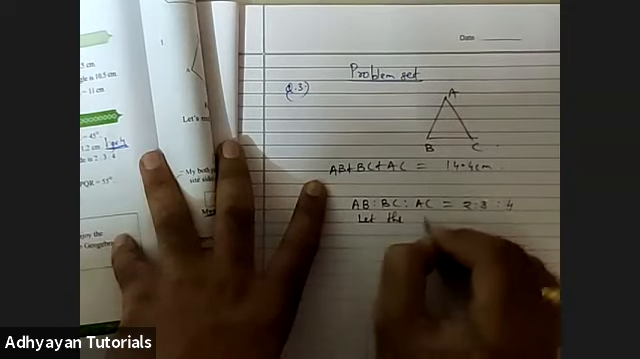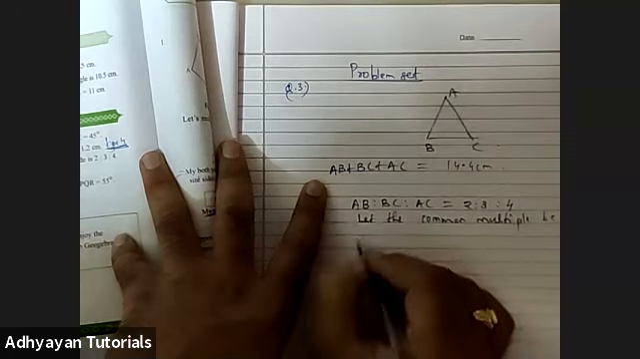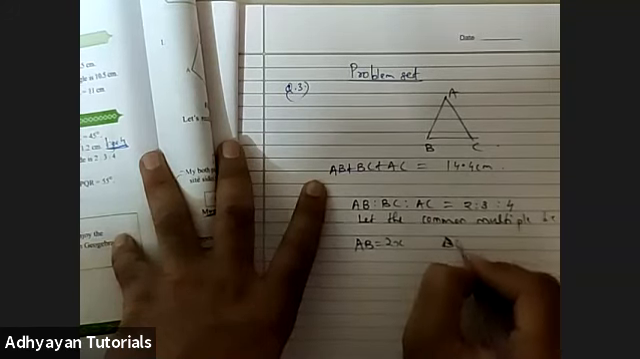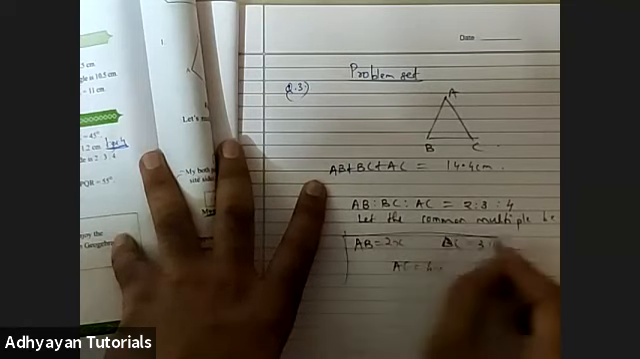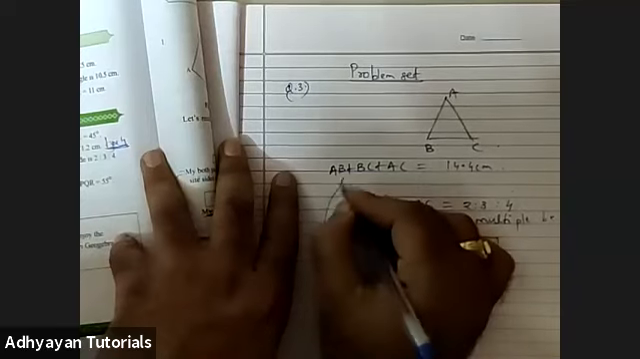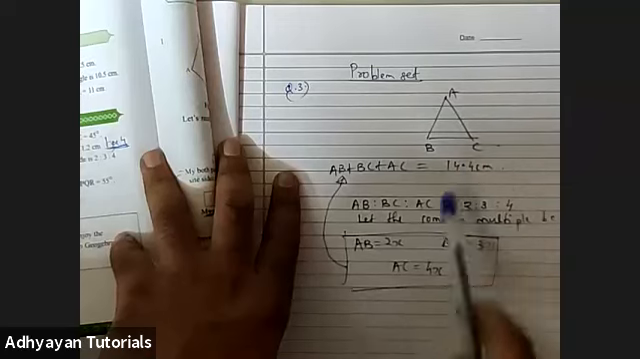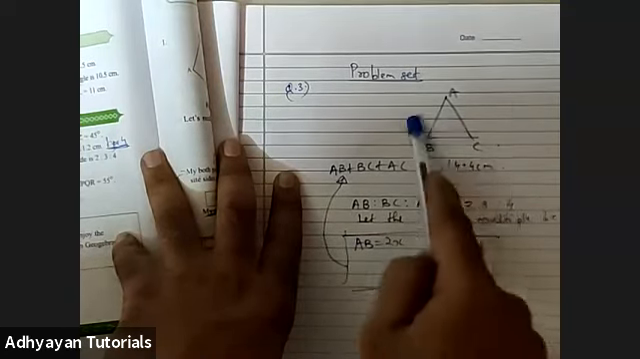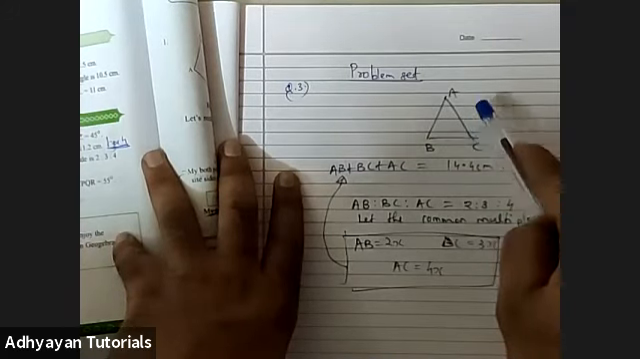So let the common multiple be x. That means AB का वैल्यू हो गया 2x, BC का वैल्यू हो गया 3x and AC का वैल्यू हो गया 4x. Now children, these values when you put here in this equation, you'll be able to find x from here. और एक बार x मिल गया तो 2x, 3x और 4x भी मिल जाएगा. मतलब हमको तीनों sides पता होगा triangle का. So now it is very easy.